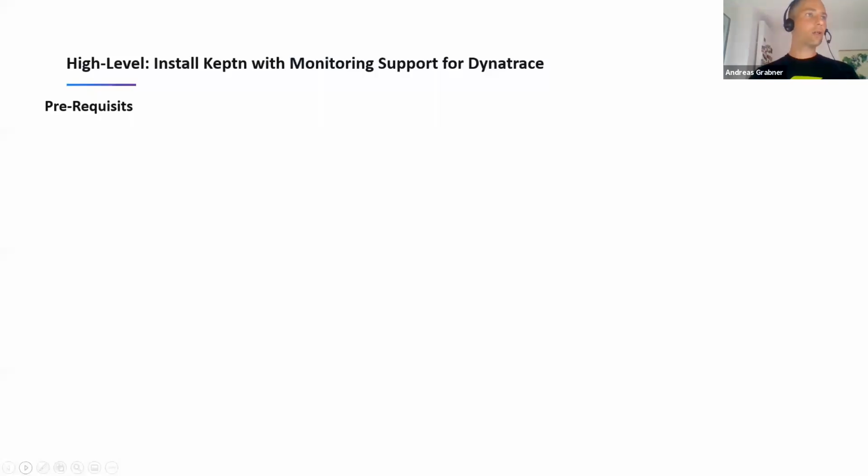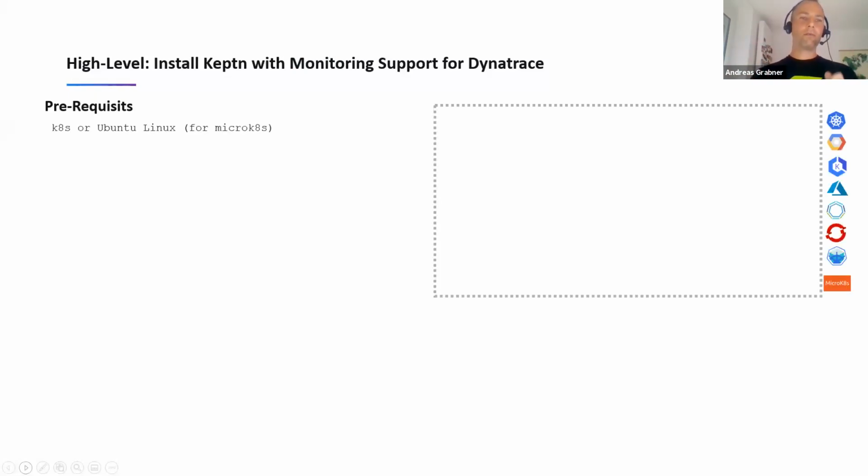Okay, so at a high level, what are we going to do from now on? Remember, what you need in order to install Keptn is a Kubernetes cluster, or I also added the Ubuntu Linux option because we also have a very cool script that can just install MicroK8s with Keptn and with everything else you need on an Ubuntu. The project is called Keptn in a Box on the Keptn Sandbox project. So this is what we need.